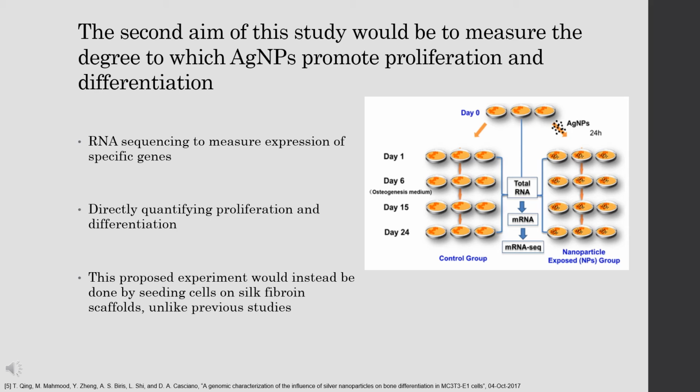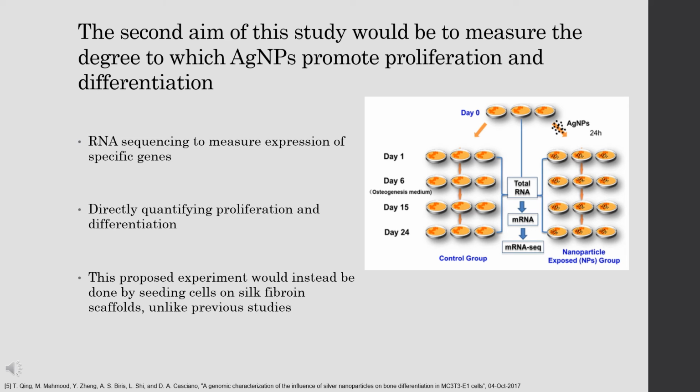The second aim of this study would be to measure the degree to which silver nanoparticles promote proliferation and differentiation in vivo using mice. This strategy would be partly based off an in vitro study where mRNA Illumina sequencing was done on total extracted RNA on several days of the experiment to assess the effect of silver nanoparticles in vitro on gene expression in osteoblastic cells. This is shown in the figure here. Their work found that silver nanoparticles increased expression of genes relating to cell differentiation and proliferation.